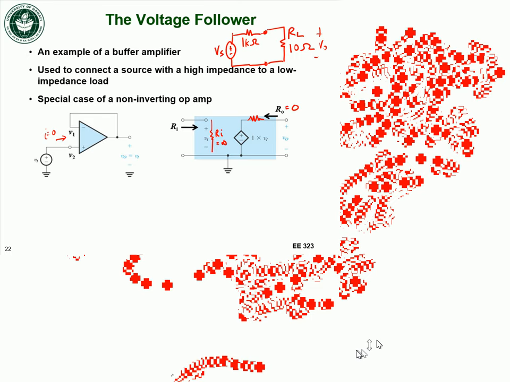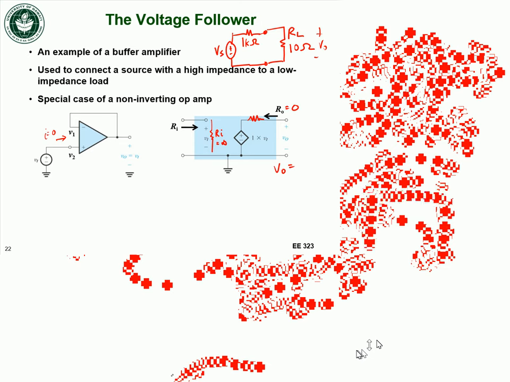Using this model, if I want to write an equation for the output voltage, that's the voltage across these terminals. It'll be the same thing as the voltage across the dependent source, and it's just 1 times VI, so the output voltage is equal to the input voltage. That's why this configuration is called a voltage follower, because the output just follows whatever's on the input.